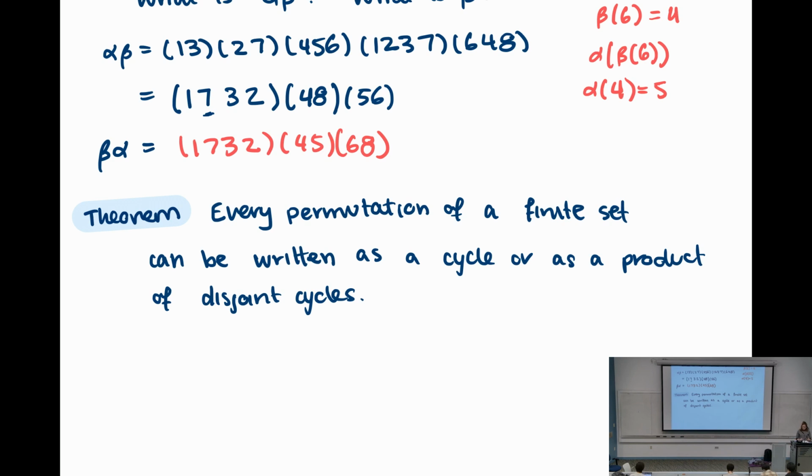And the significance of the cycles being disjoint will become clear after the next theorem. The next theorem says that when the cycles are disjoint, they commute. So it doesn't matter what order you write the disjoint cycles in. And that's why it is important to be able to write your permutations as products of disjoint cycles. Okay, so let's prove this.